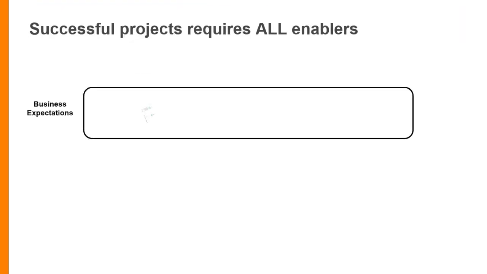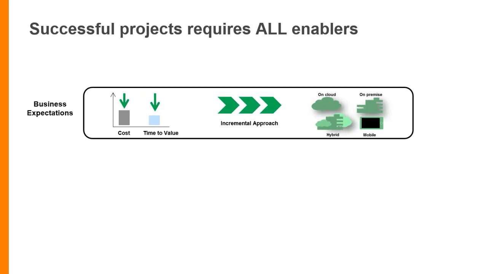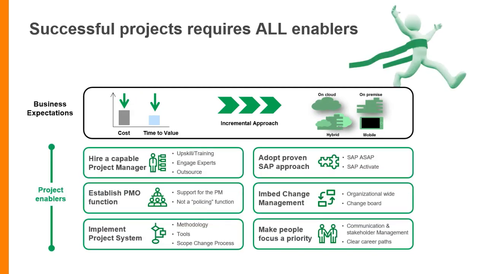But there is one thing that is extremely important, and that is for success on all successful projects, all enablers are in play. A successful project requires all the enablers. So the business expectation is that we reduce cost and time to value, we have an incremental approach to go live and adopt the solution, and we will start to adopt some of the on-cloud solutions for greater flexibility, and the enablers to make whatever project it is that is going to drive these benefits. We need all of the 6 enablers. If we have those, we will be reaching the finish line successfully and winning.